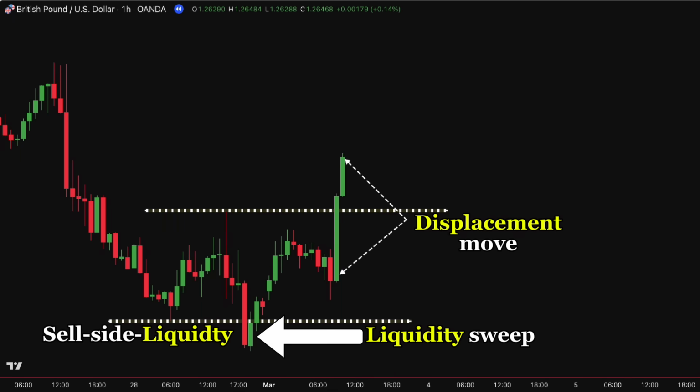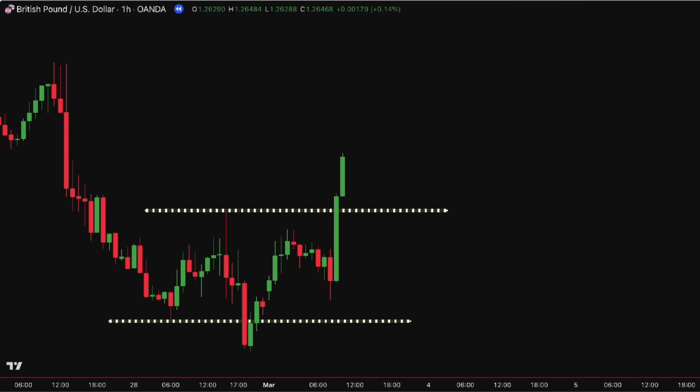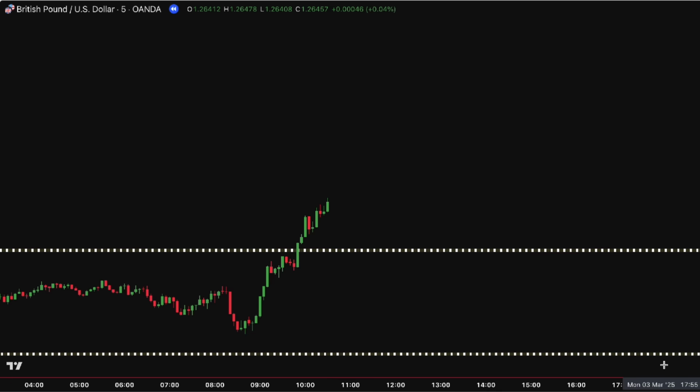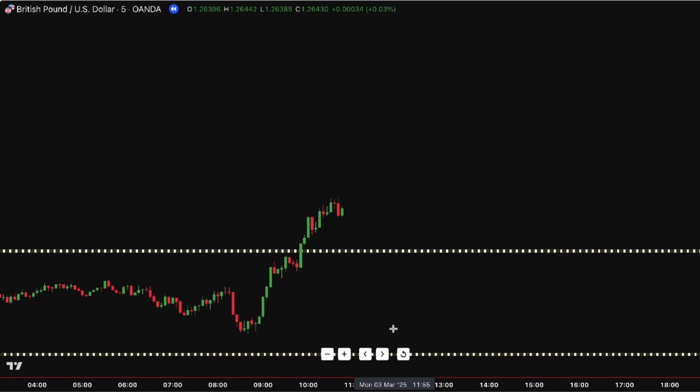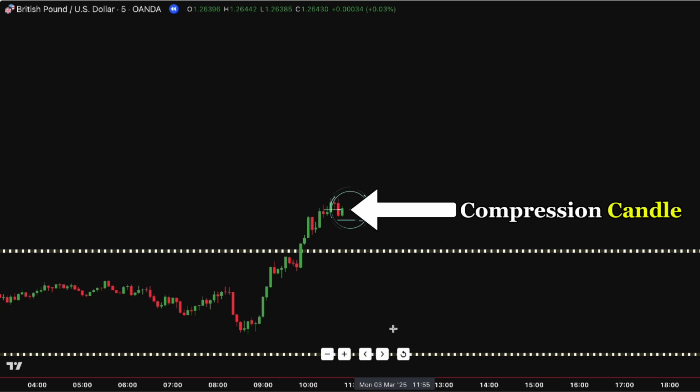Now that we've confirmed the setup on the hourly chart, we switch to the 5-minute chart to wait for the compression candle. On the 5-minute chart, you can see part of that displacement move we spotted on the hourly. To join the move, we need to wait for a compression candle to form, and here it is. This small-bodied candle appears within the range of the previous one, right in the middle of the move. That's our hidden pause, and our signal to enter.